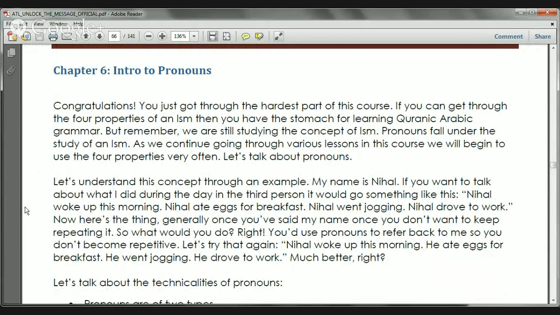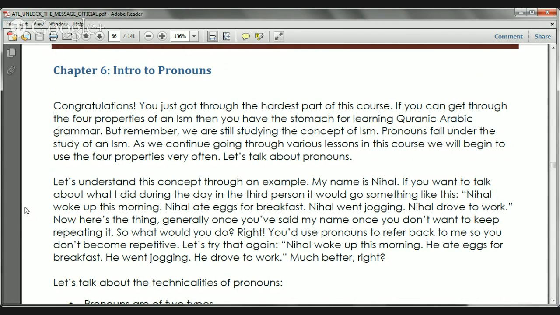Congratulations, you just got through the hardest part of this course. If you can get through the 4 properties of an ism, then you have the stomach for learning Quranic Arabic grammar. Remember, we're still studying the concept of the ism, okay? We are still studying the 4 properties of an ism. Very good. Pronouns fall under the study of an ism.